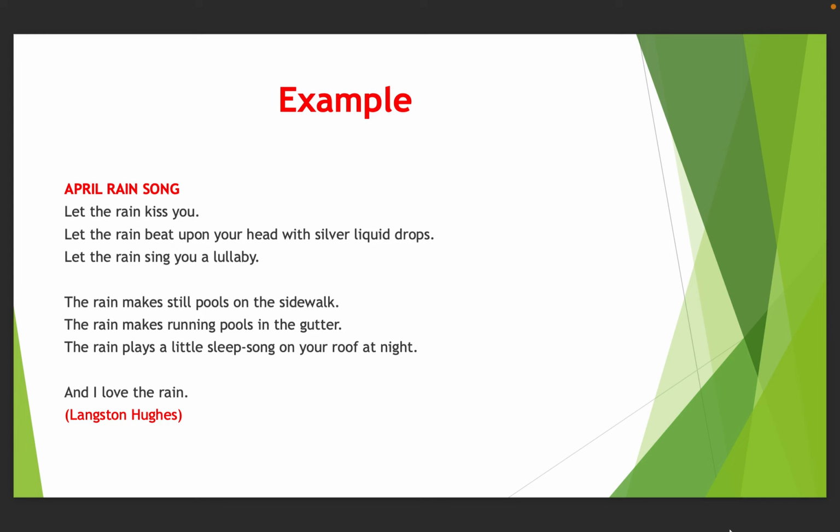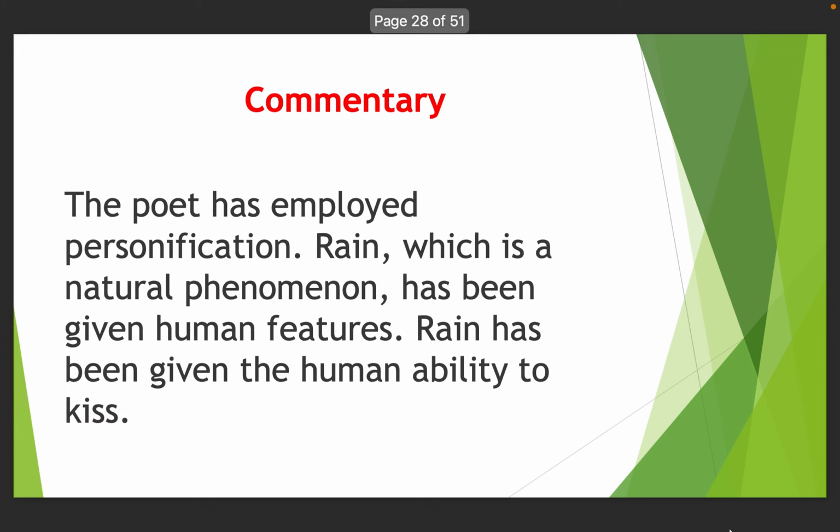Langston Hughes. Commentary. The poet has employed personification. Rain, which is a natural phenomenon, has been given human features. Rain has been given the human ability to kiss.